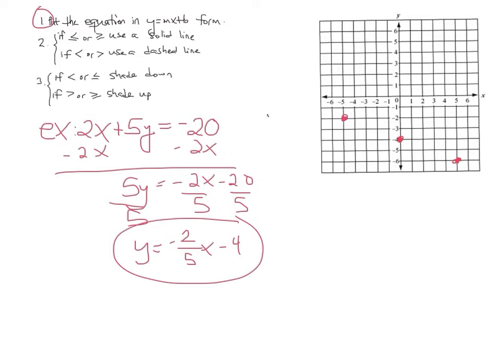And let's see, I put an equal sign in. I didn't mean to put an equal sign in. Let's make it a less than or equal to sign. So y is less than or equal to. Because it's less than or equal to, that means it gets a solid line. And because it is less than, we shade underneath the line. So all of the points down here are solutions of this particular inequality.